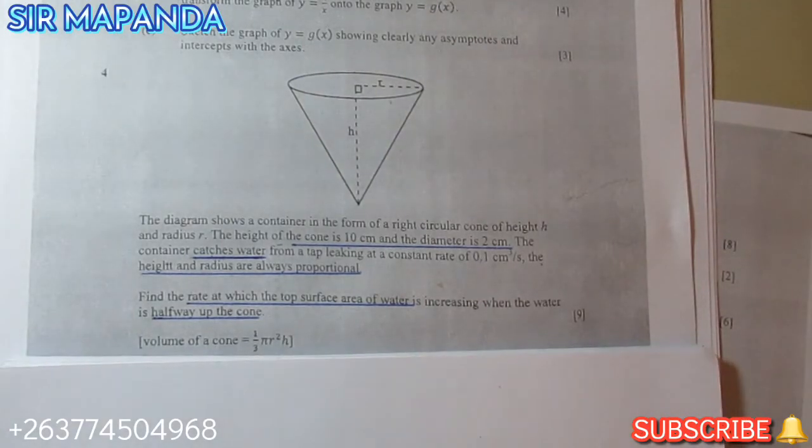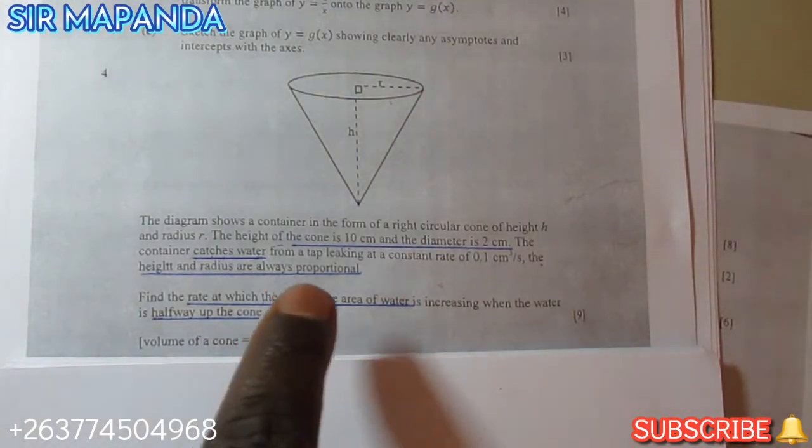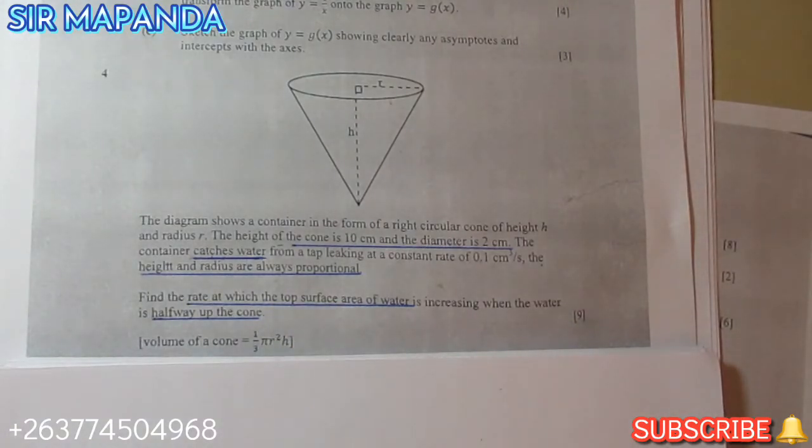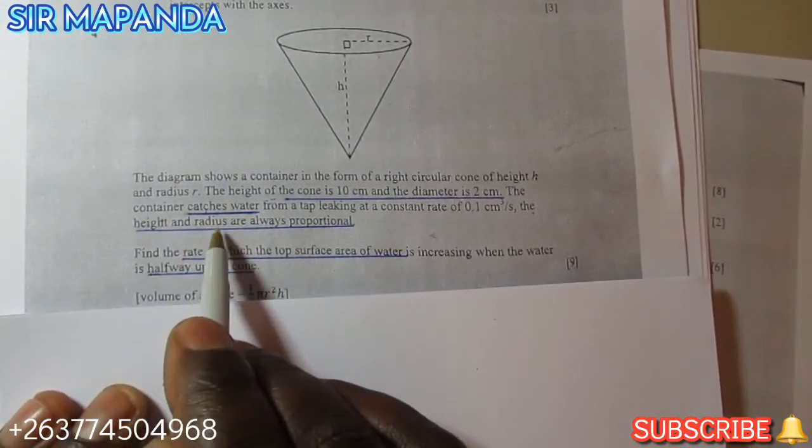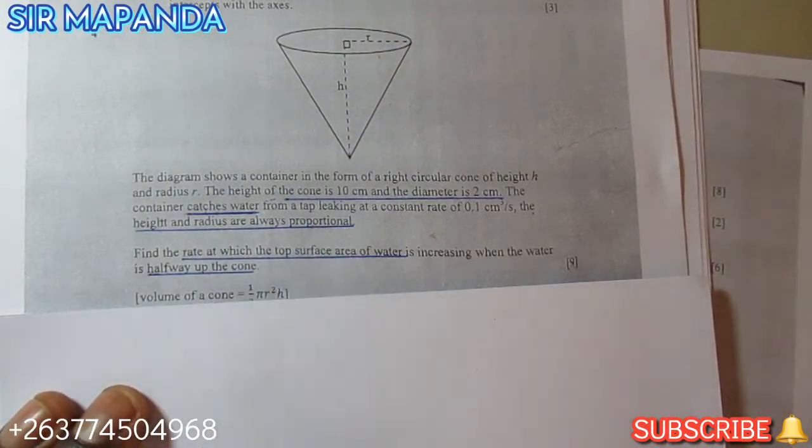The container catches water from a tap leaking at a constant rate of 0.1. The height and radius are always proportional. Find the rate at which the top surface area of water is increasing when the water is halfway up the cone. 9 marks. So our starting point is height and radius are always proportional.